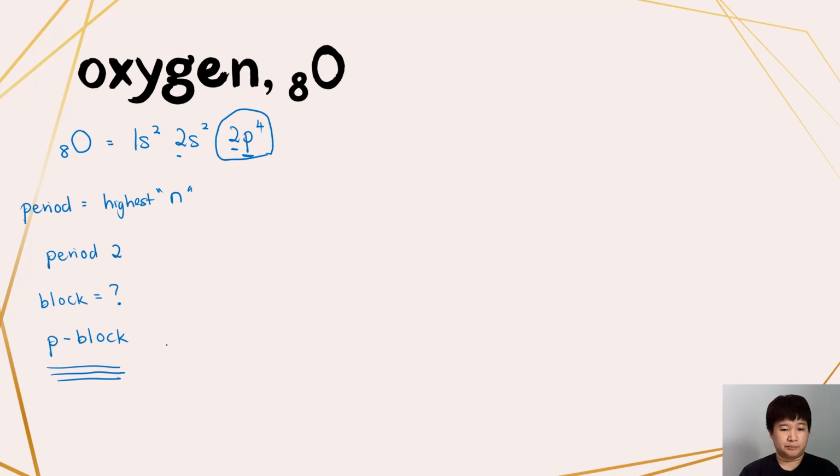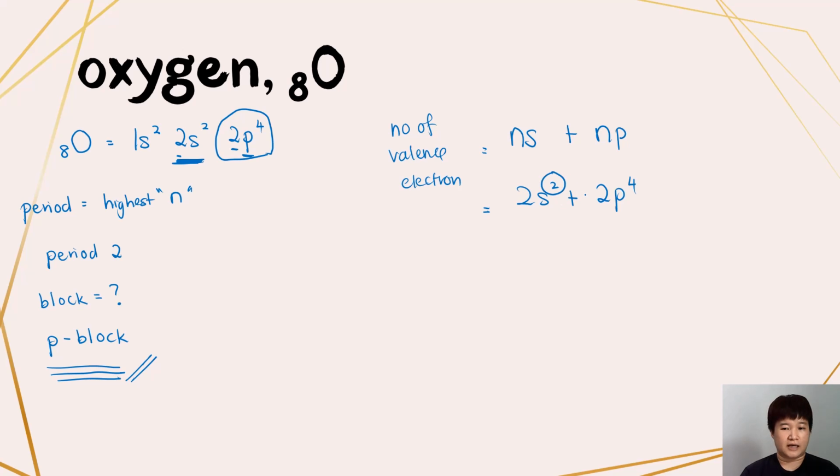If the element is in the p block, then the number of valence electrons will be the addition of the electrons in the s orbital and also in the p orbital. So the last p orbital that I have is 2p4. So the s orbital that we will be taking is the 2s2. So I have 2 electrons in the s, I have 4 electrons in the p. Therefore, the number of valence electrons is 6. And it's a p block.